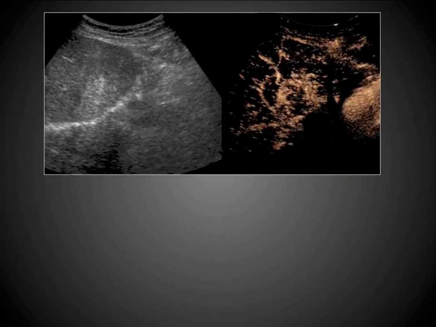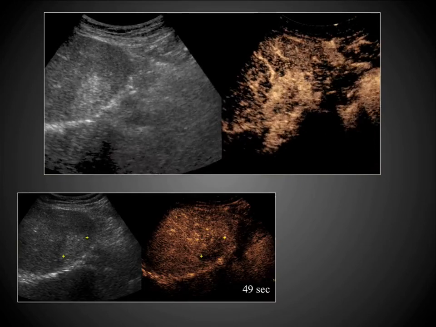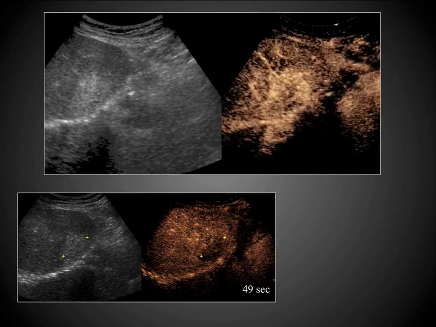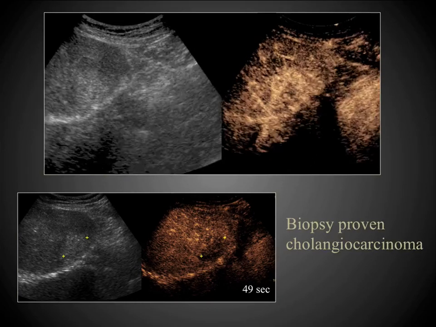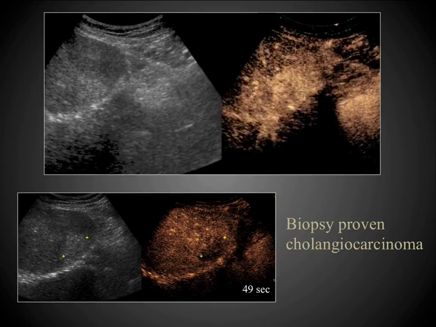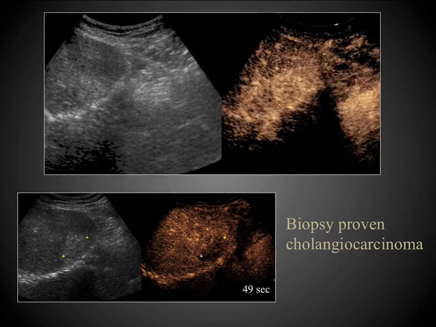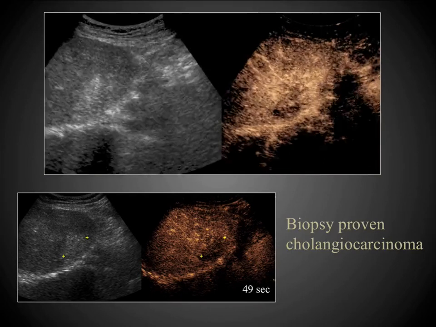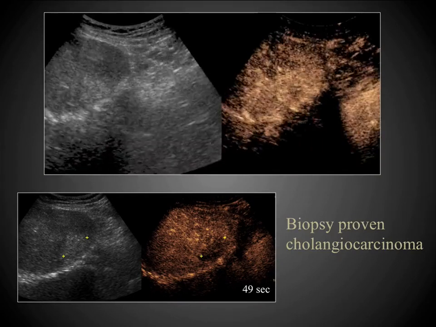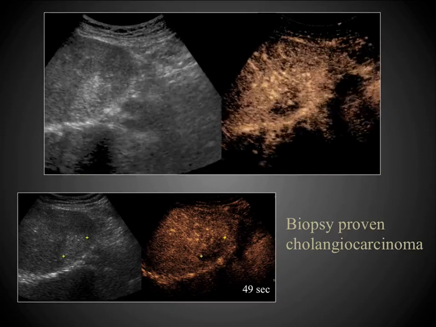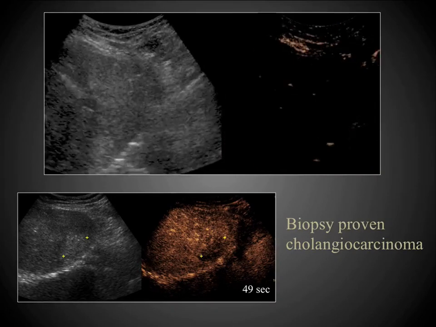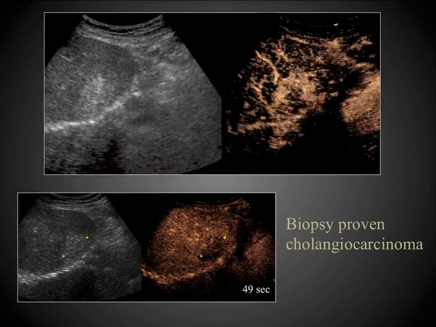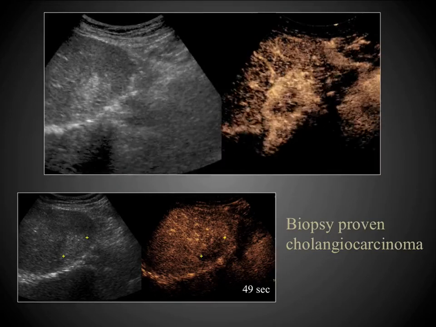Subsequent referral for CEUS shows rim enhancement and rapid washout, two malignant features that are very atypical for HCC. This was biopsy-proven cholangiocarcinoma. Rapid washout before 1 minute or black punched-out washout are features suggestive of a non-hepatocyte malignancy and warrants further investigation. Further, discordance between enhancement on CEUS and CT or MR is virtually always present with cholangiocarcinoma.